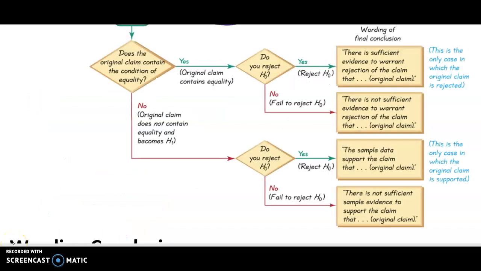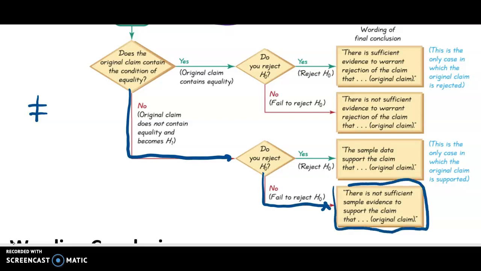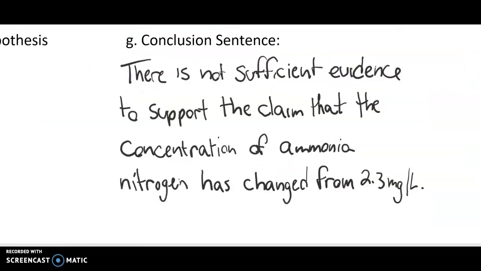Let's use our flowchart to write our conclusion. And it says, does the original claim contain the condition of equality? Remember, our original claim had a not equal to sign. So that would be no equality. Did we reject? No, we failed to reject. So we should say there's not sufficient evidence to support our claim. In conclusion, there is not sufficient evidence to support the claim that the concentration of ammonia nitrogen has changed from 2.3 milligrams per liter.